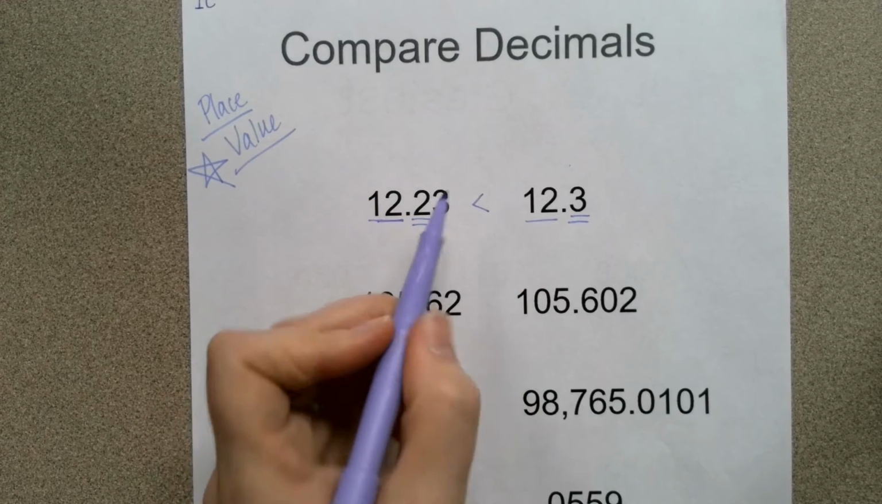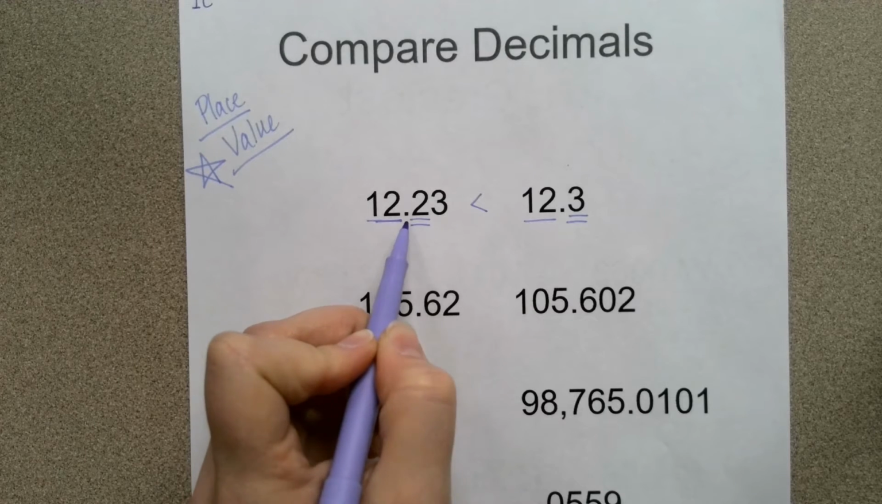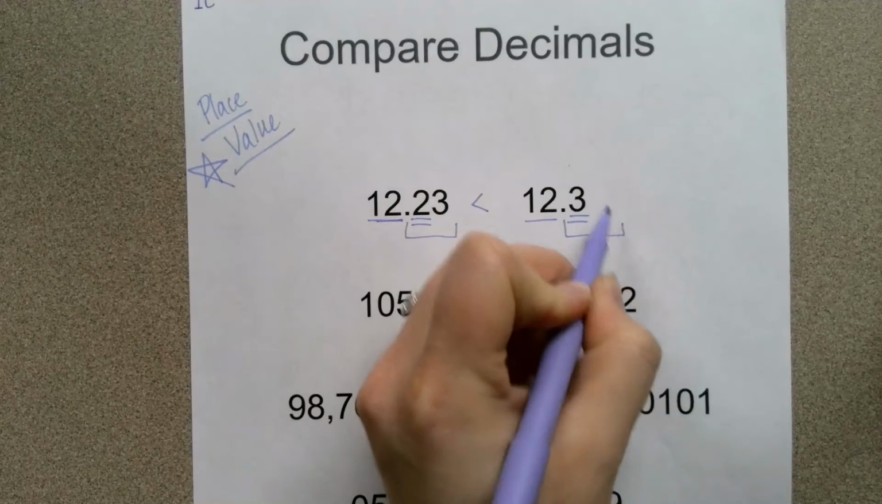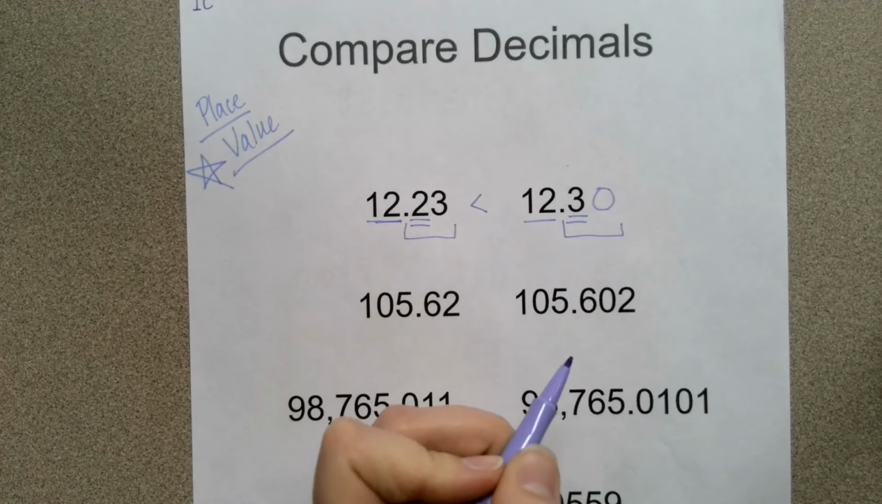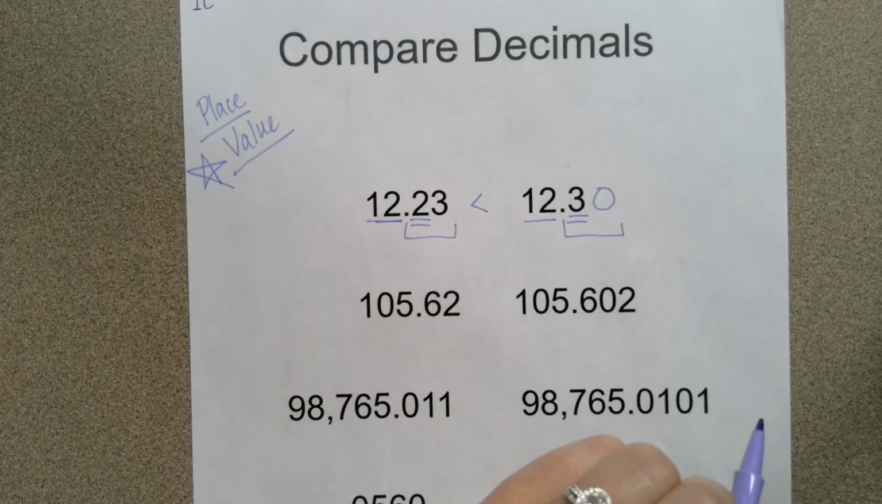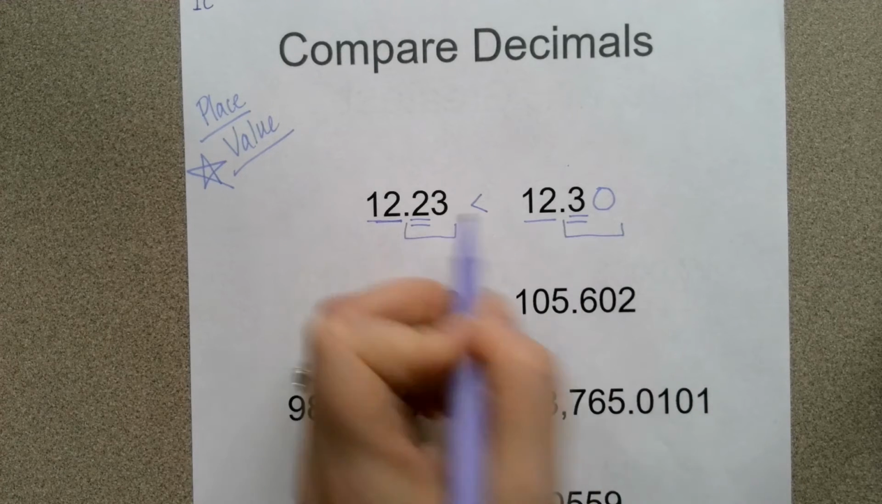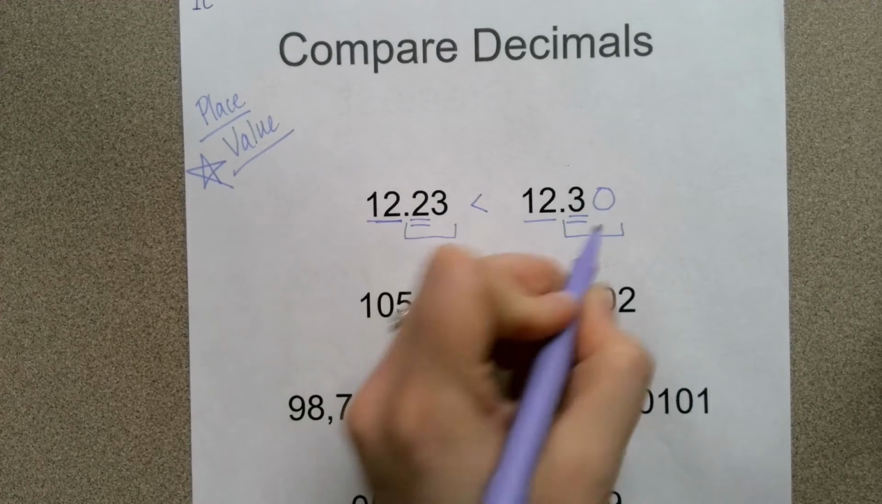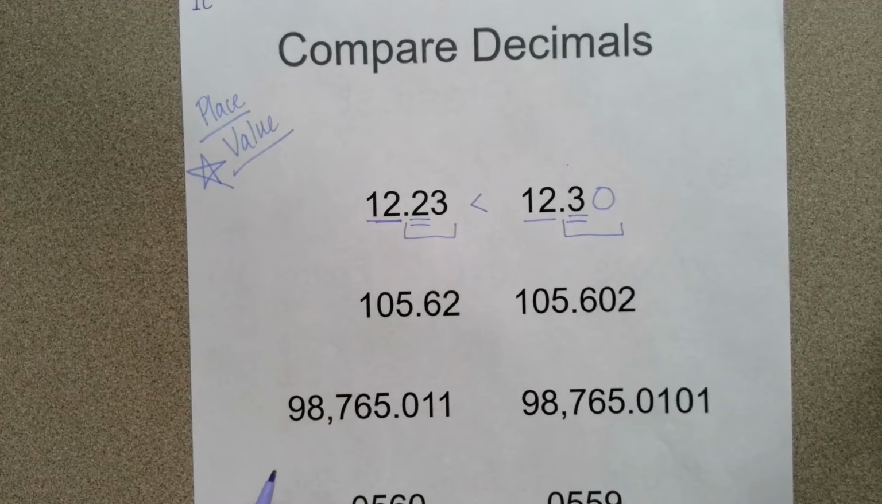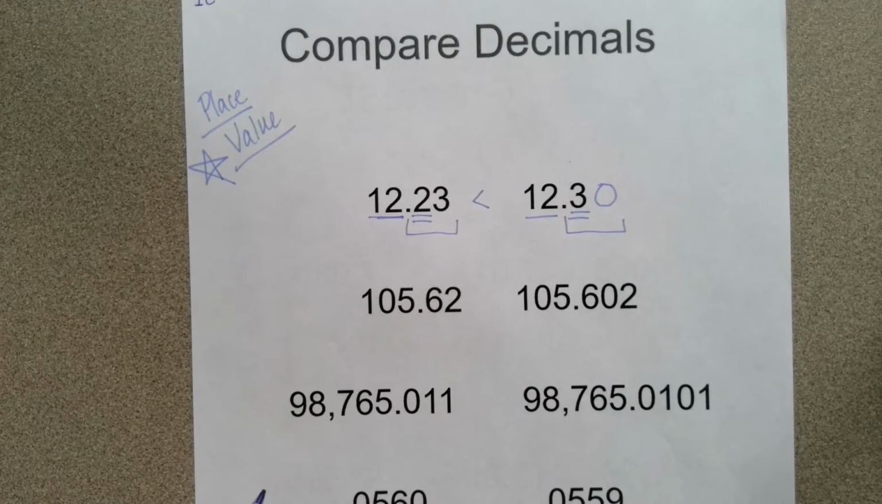Another helpful tip is when we look at this fraction, we have 2 digits after the decimal. We only have 1 here, so we're going to add a 0 to fill in that place. Adding a 0 at the very, very end to the right of the decimal doesn't add any additional value. It just allows us to compare based on 23 and 30. Well, 23 is less than 30, so 12 and 23 hundredths is less than 12 and 3 tenths.